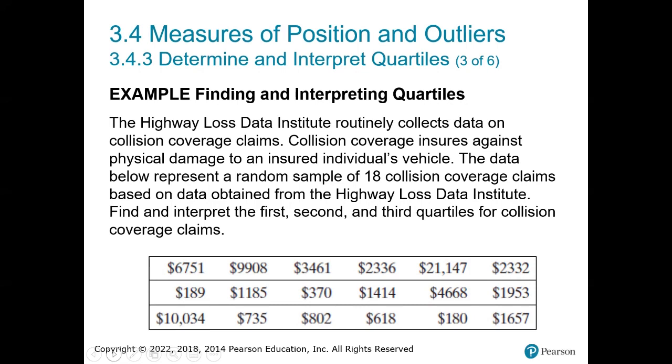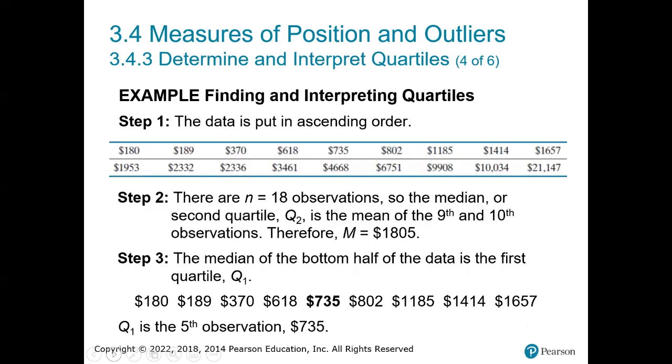Okay, so before we can do anything, we are going to have to put our data in order. So there are 18 observations. So the median is going to be the average of the 9th and 10th. So put them in order. Here they are all in order. So I've got the first 9 and then the last 9. So the median is going to be the average between these two values.